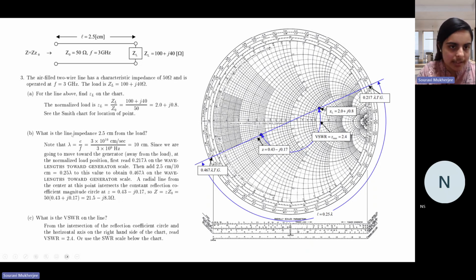Now, what is the line impedance 2.5 centimeters from the load? Initially this was specified in terms of lambda. In this question, it's specified directly in length units. So you find the wavelength of your signal. You know the frequency, so you can find the wavelength, and then see how far it is.